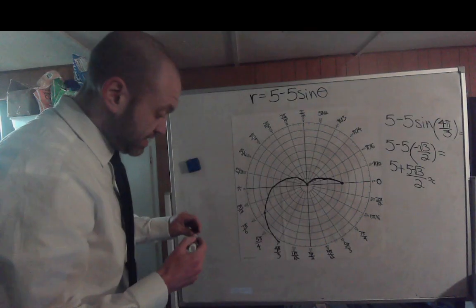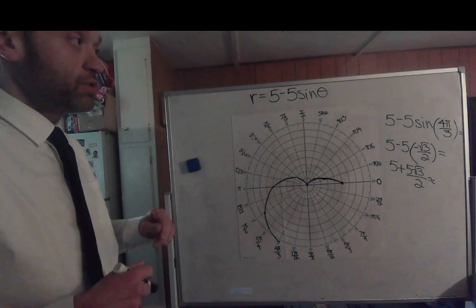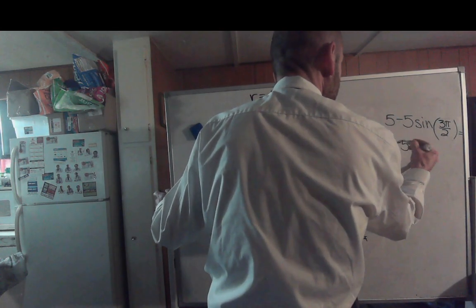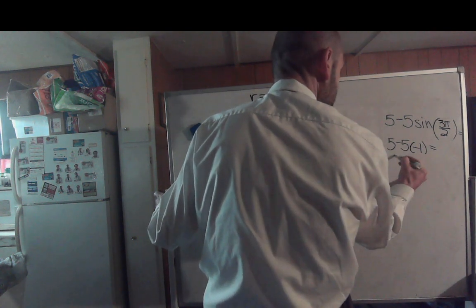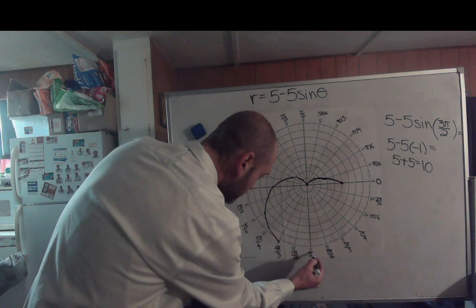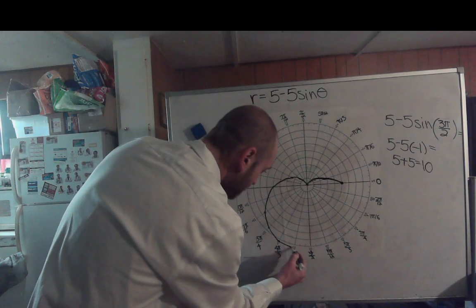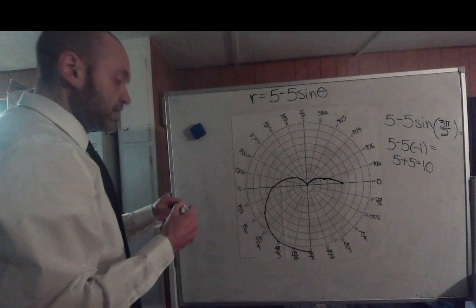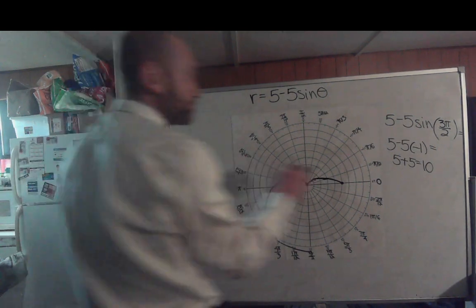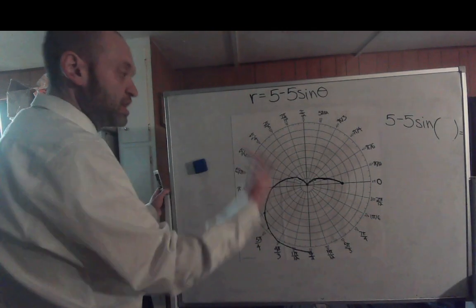And then next special angle is 3 pi over 2. Well, what's the sine of 3 pi over 2? That's actually negative 1. So 5 minus 5 times the sine of 3 pi over 2. That would give us 5 minus 5 times negative 1. Well, that's just going to give us 5 plus 5, which would give us 10. So we'll be about right there. And then we go to the fourth quadrant. And it's important we complete this. It is a lot of plotting and drawing.